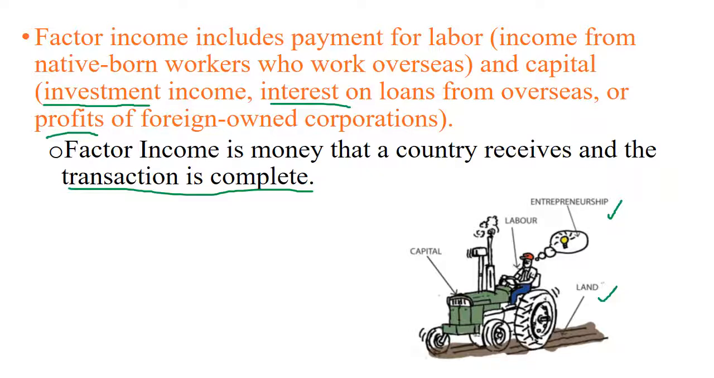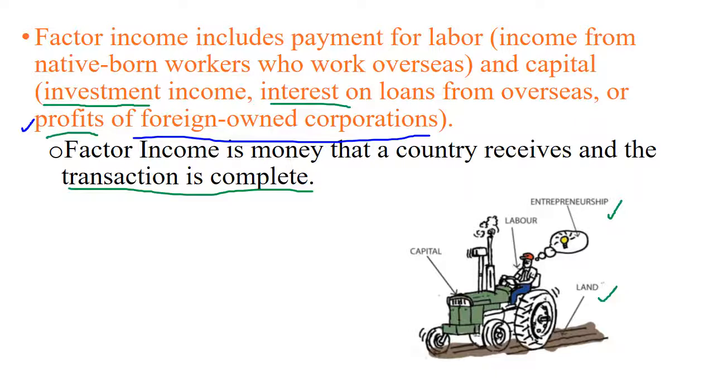buying a foreign-owned corporation, you're actually buying an asset because that purchase is going to continue having value into the future. But this year's profits that you earned are part of factor income because you got paid. Done. Transaction is complete. You might get paid again next year. Maybe you lose profits next year. We don't really know. All we know is that you've earned money this year. You got paid. Transaction is complete. That puts it into factor income.